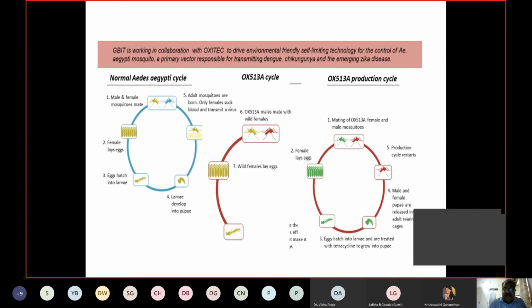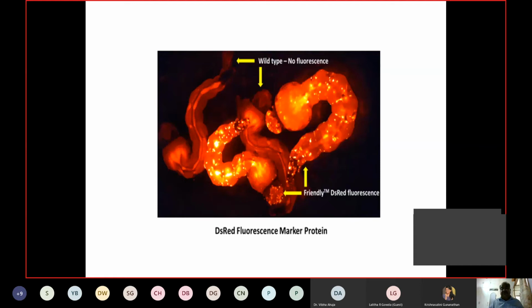One can easily distinguish the two larvae in the pan or in the vial where both transgenic and non-transgenic larvae are being reared. Once seen under the fluorescent microscope, one can easily see the fluorescent dyed larvae and can easily distinguish them from the wild ones.